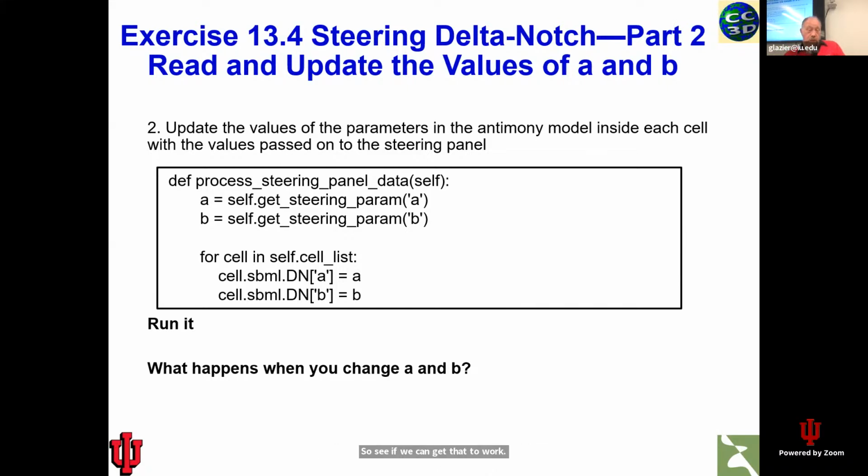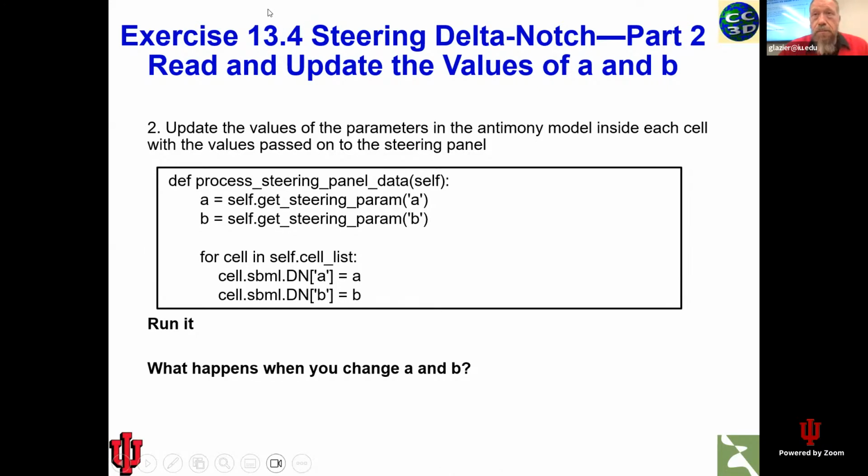And now you've got something that you could actually use to teach. Not teaching CompuCell, but teaching biology. Because you could have the simulation run for students, they run it, and you tell them, if I change the strength of delta inhibition by changing A, what happens to the pattern? If I change the strength of notch activation by changing B, what happens to the pattern?